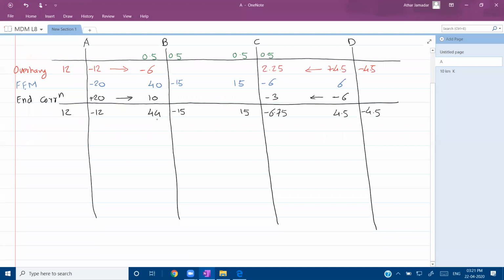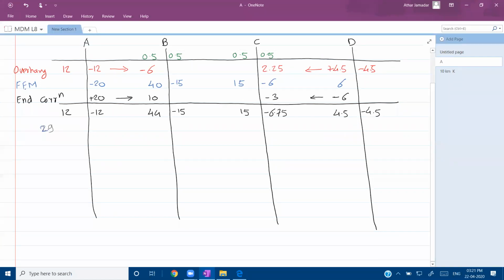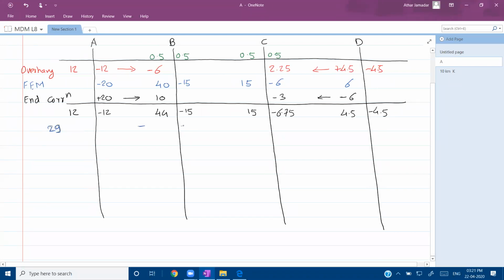Now next, for support B, 44 minus 15. So an unbalanced moment of 29 will be there. Sorry. Unbalanced moment of 29 is acting at support B, and 29 is positive. So the next correction will be negative here. But before applying this correction, we have to multiply with the distribution factor. So for the BA case, 29 into 0.5, so it is going to be 14.5.